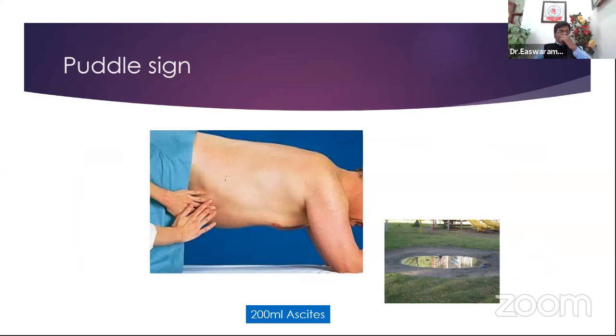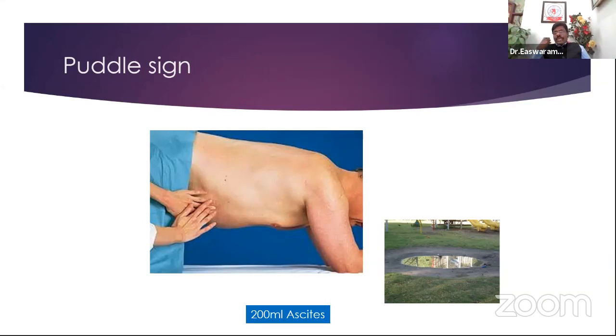Coming to the next one, that is puddle sign. What is puddle sign? Puddle sign is a sign of a small amount of fluid in the peritoneal cavity. It can be illustrated if the patient is kept in a knee elbow position. So the puddle of fluid inside will collect around the periumbilical region, where you can percuss like this. So there is a periumbilical dullness on percussion when a patient is in a knee elbow position, to discover the small amount of fluid in the peritoneal cavity.